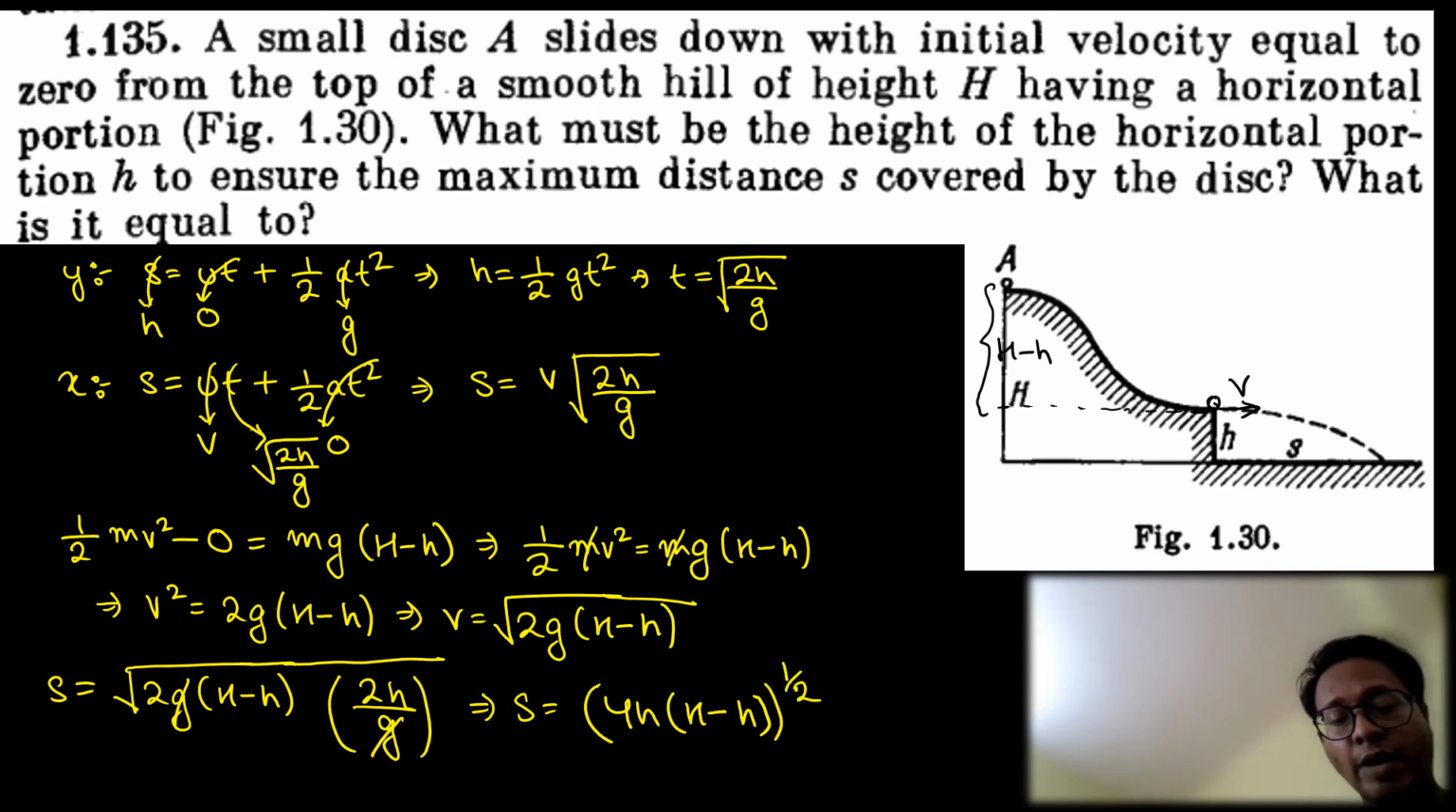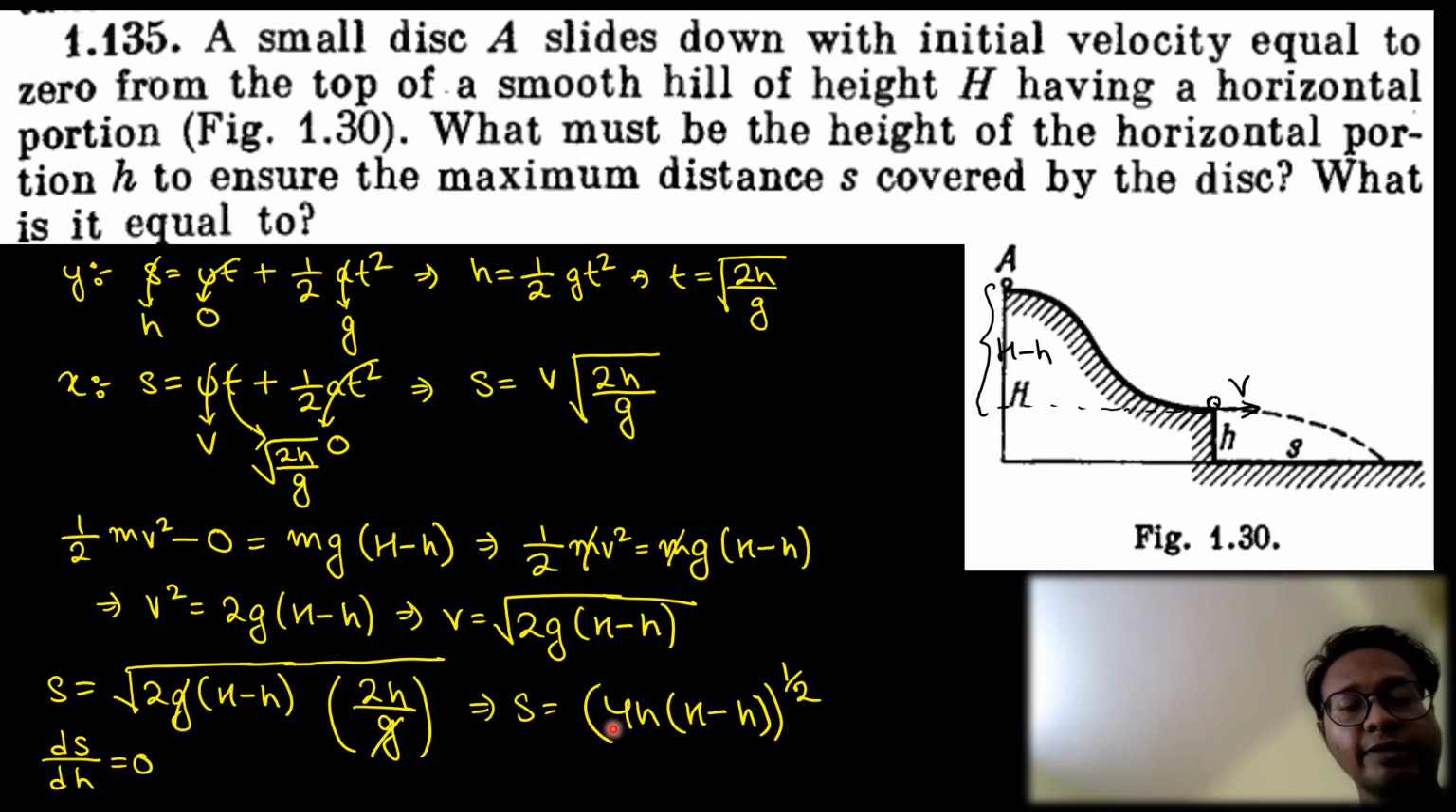Now I need to maximize this value. Whenever maximum or minimum comes up in physics, we just have to differentiate and make it equal to 0. With respect to what do I have to differentiate? What is the only variable here? The only variable is small h. So for maximum s, ds by dh should be equal to 0, or I have to differentiate this function with respect to small h and make it equal to 0.